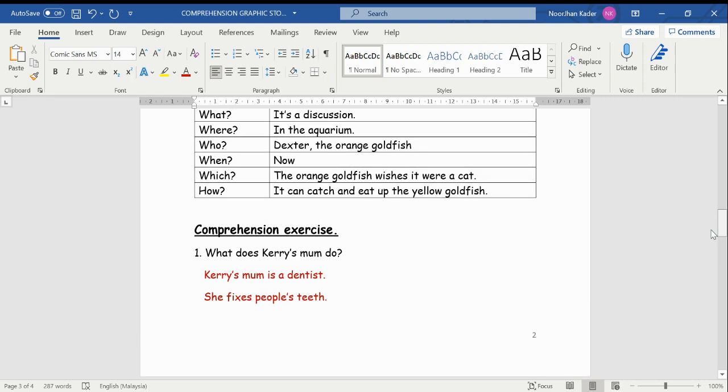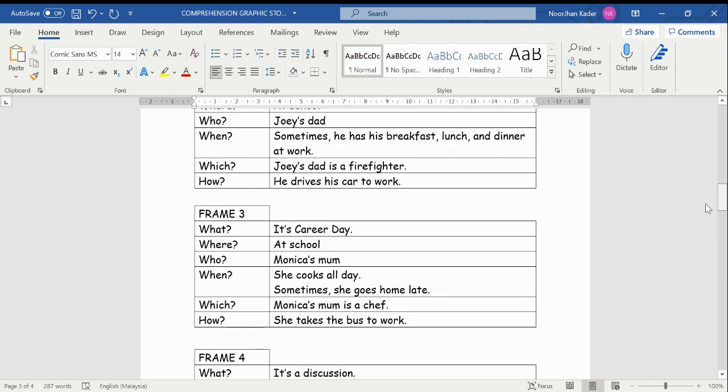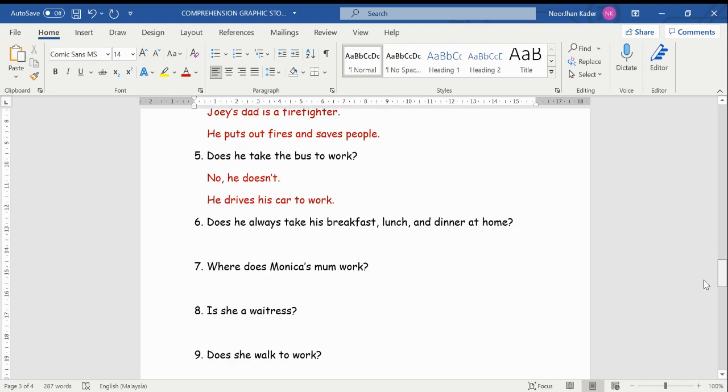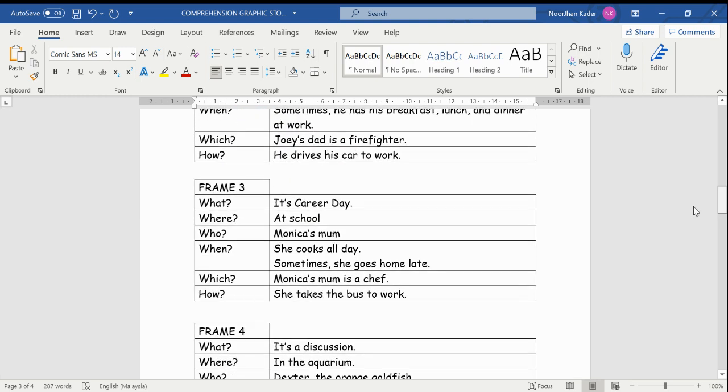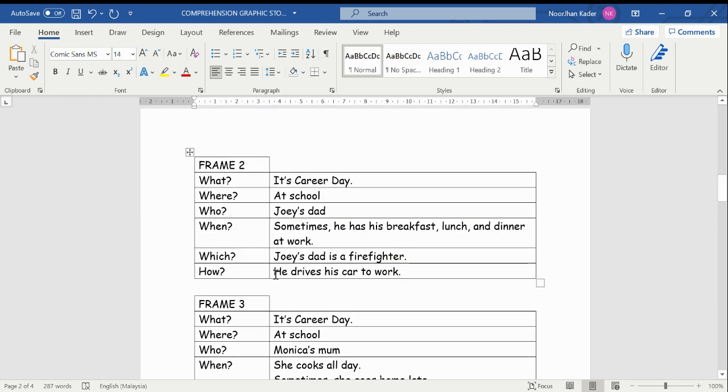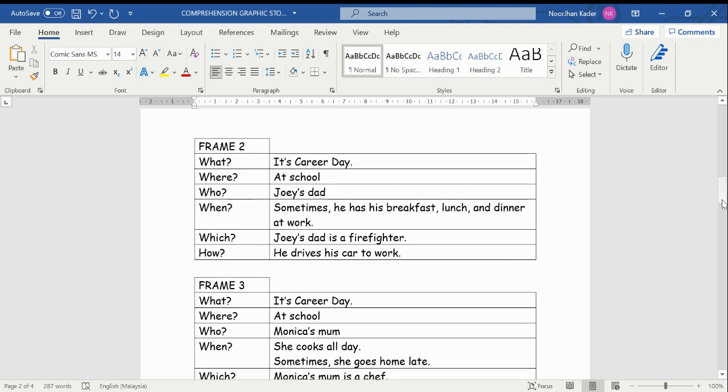Does he always take his breakfast, lunch and dinner at home? Yes, at home. So let's see. Okay, the answer is here in frame 2. The question asks when. Sometimes he has his breakfast, lunch, and dinner at work, but sometimes he also has them at home. So there is no "always". It's not that he always has his breakfast, lunch, and dinner at work.